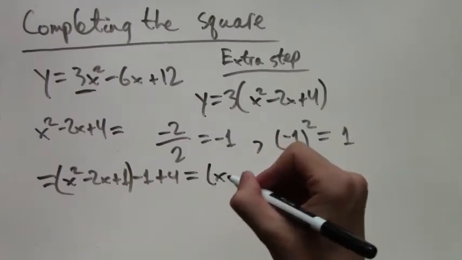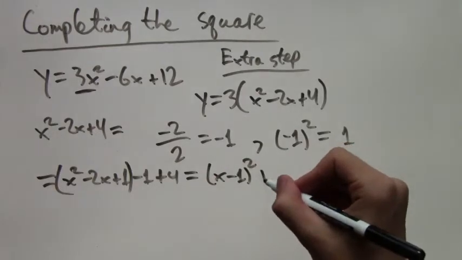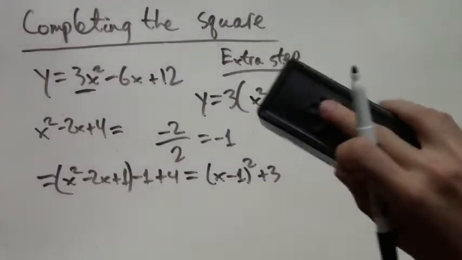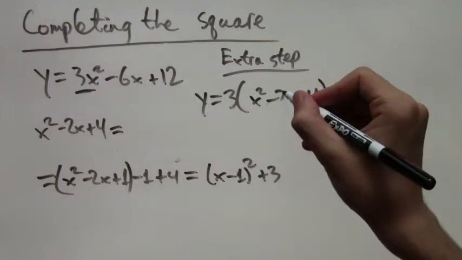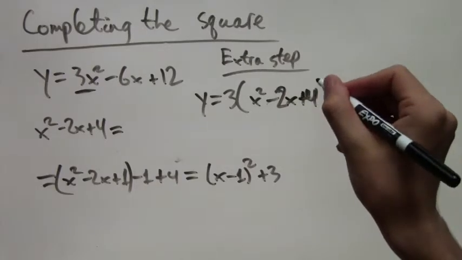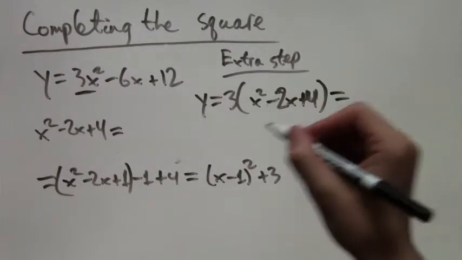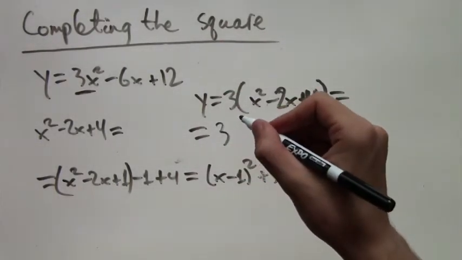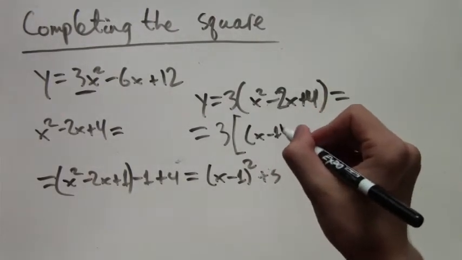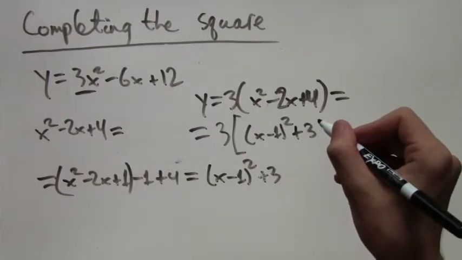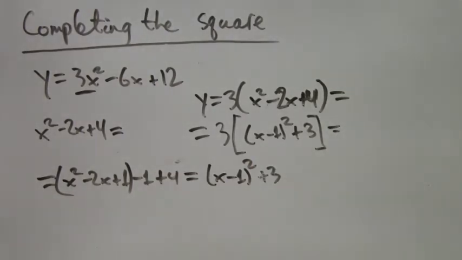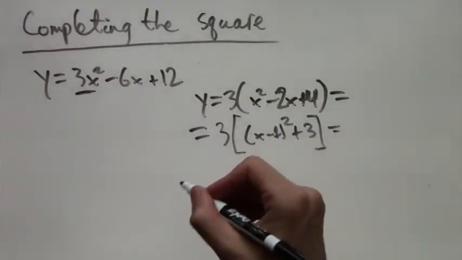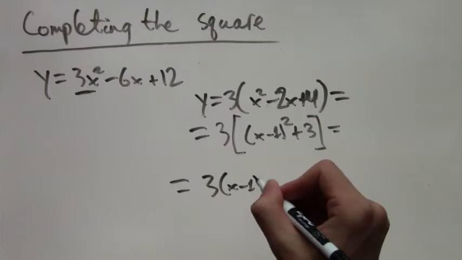Why? Because (x minus 1) squared has an x squared, a negative 1 squared, which is a positive 1, and a 2 times negative 1 times an x, a negative 2x. And of course, negative 1 plus 4, the additional things afterwards, is just 3. We plug this back in to our equation and get y equals 3 times (x minus 1) squared plus 3. Now we just finish off by multiplying in the 3 again. We end up with 3 times (x minus 1) squared plus 9, and this is in vertex form.